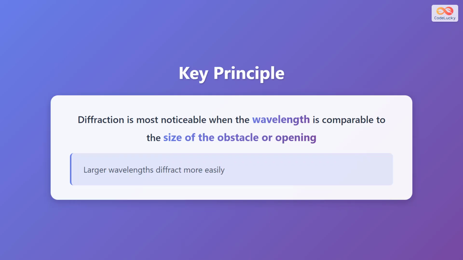Here's the key principle to remember about diffraction. Diffraction is most noticeable when the wavelength of the light is comparable to the size of the obstacle or opening. This means that if the wavelength and the obstacle are roughly the same size, we'll see significant diffraction. An important point to note is that larger wavelengths diffract more easily than shorter wavelengths. This is why radio waves, which have very long wavelengths, can easily bend around buildings, while light waves with much shorter wavelengths show less obvious bending in everyday situations.